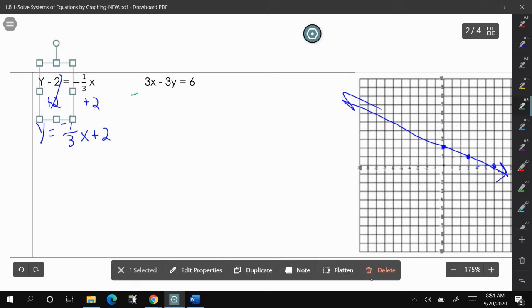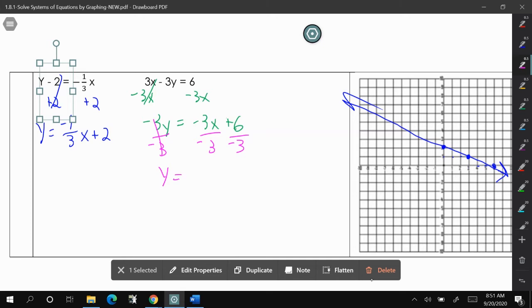Now, in the second one, we've got to subtract 3x from both sides. So we get negative 3y equals negative 3x plus 6. Then we have to divide everything by negative 3. So this gives us y equals negative 3x divided by negative 3 is just 1x. You don't need to write the 1 in front. 6 divided by negative 3 is negative 2.